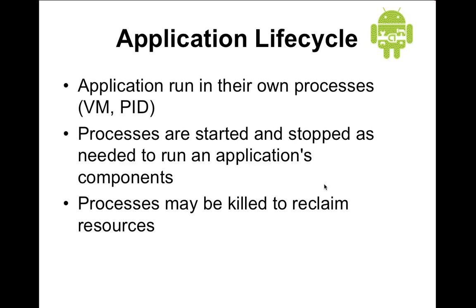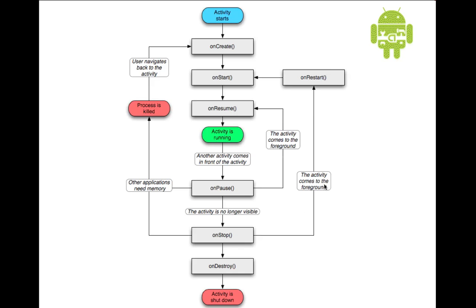We also will be familiar with the application life cycle, which is the starting and ending of the application. The application itself runs in its own process. This is when it goes back to the Linux environment; we are working with a Linux system. Just like Windows, every program that runs creates a brand new process and runs in its own process space. So processes are started and stopped to run the application and the components themselves, and they can be killed to reclaim resources as well.